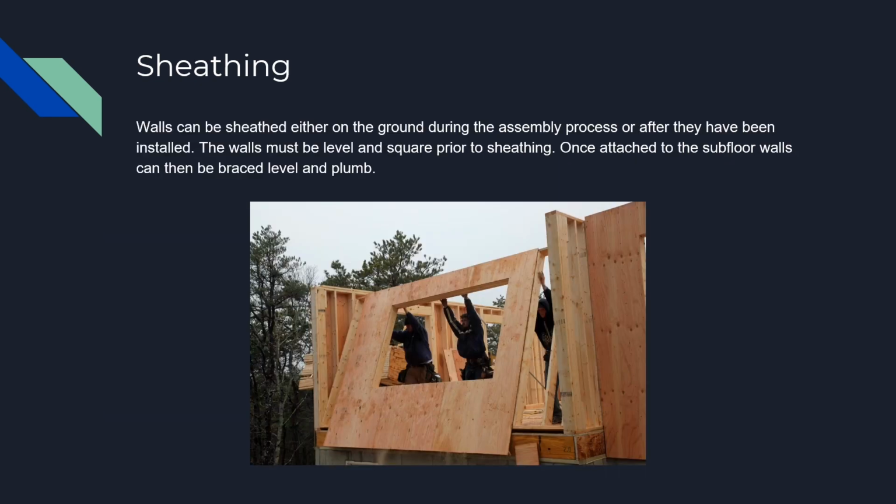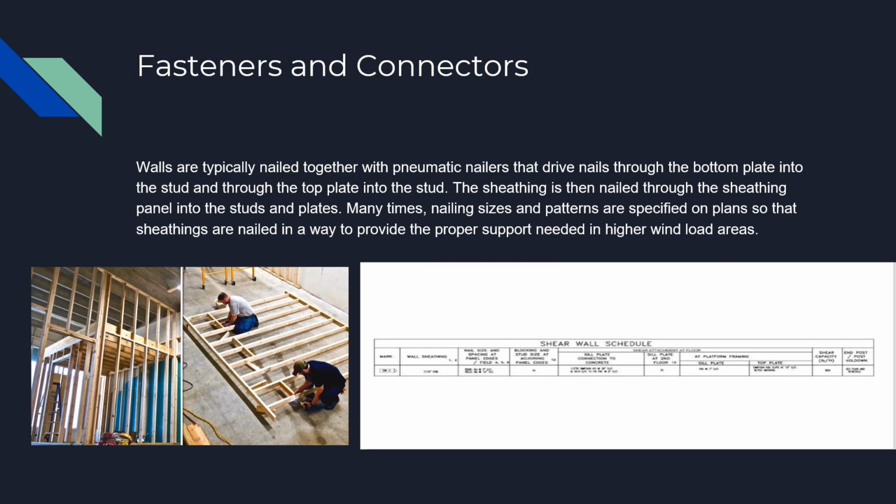Walls can be sheathed either on the ground during the assembly process or after they have been installed. The walls must be level and square prior to sheathing. Once attached to the subfloor, walls can then be braced level and plumb. Walls are typically nailed together with pneumatic nailers that drive nails through the bottom plate into the stud and through the top plate into the stud. The sheathing is then nailed through the sheathing panel into the studs and plates. Many times, nailing sizes and patterns are specified on plans so that sheathings are nailed in a way to provide the proper support needed in higher wind load areas.